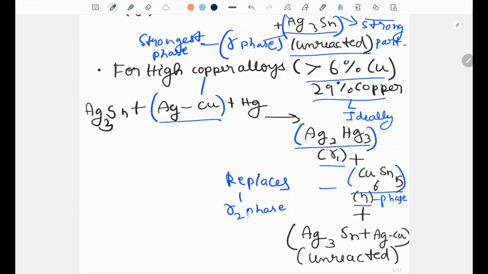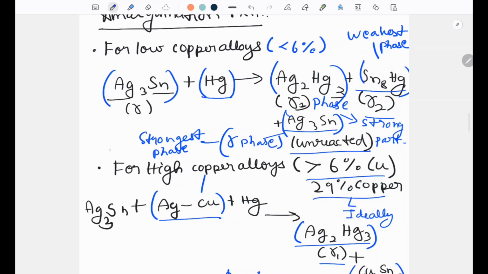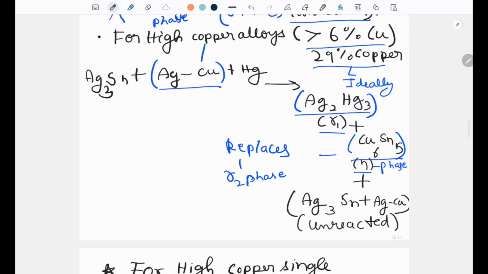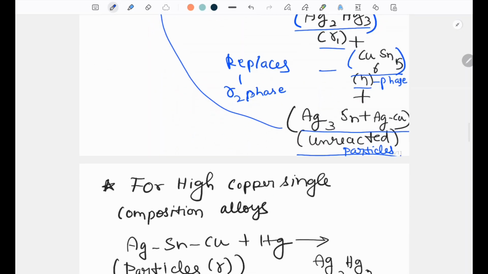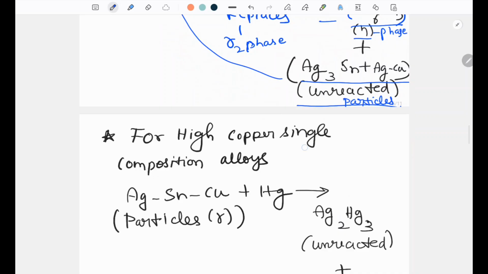That is why the high copper alloys are much better than low copper alloys, in which high copper admixed is a bit lower than the single composition. Single composition alloys are better. The fact is, wherever copper is higher, it's going to be better. And then we have again the silver tin and silver copper, that is unreacted particles.